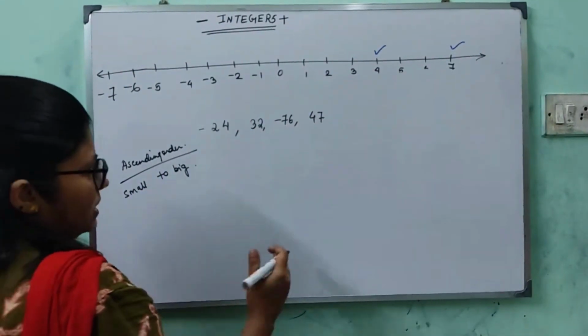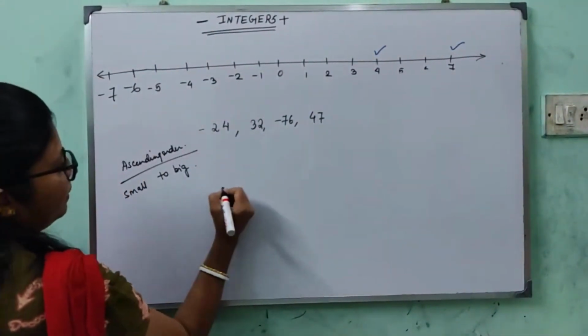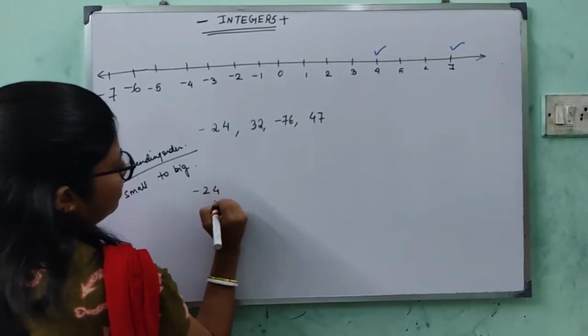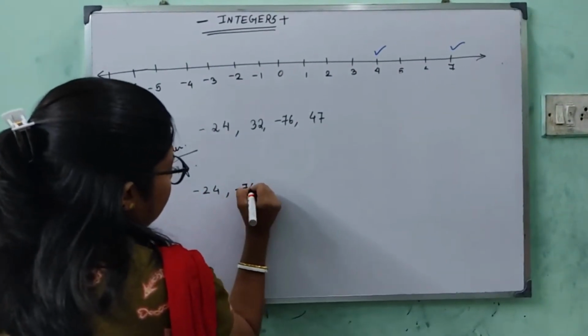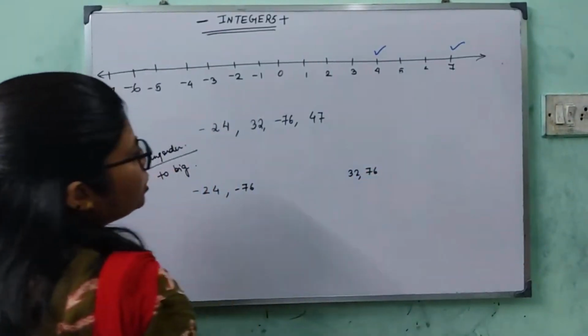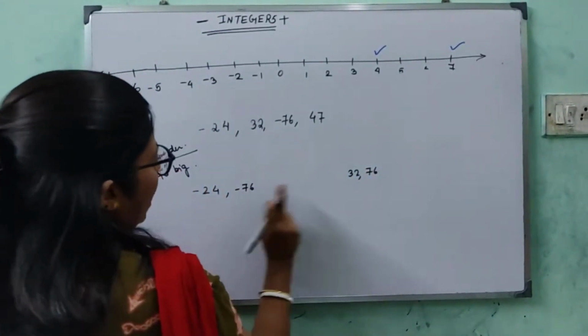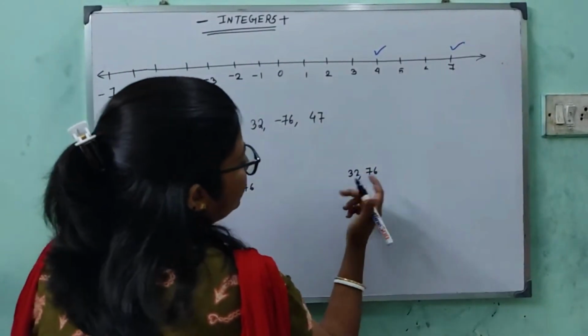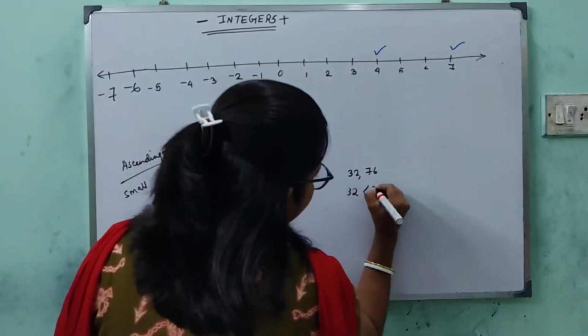Alright. So whenever you are given such numbers, you can do it in that way, or else if you want to make fewer mistakes, you can first separate the numbers out. What are the negative numbers? Minus 24 and minus 76. And what are the positive numbers? 32 and 76. So I can see over here, out of 32 and 76, which is smaller? 32 is lesser than 76.